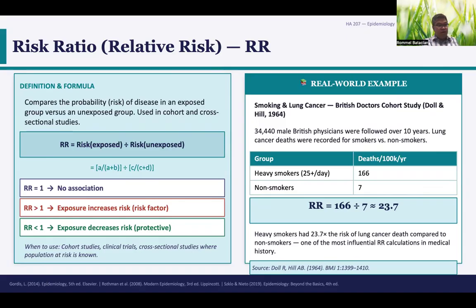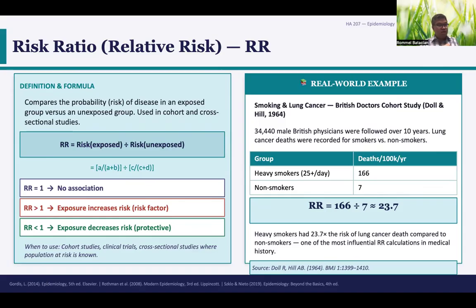Yan, yung very old British doctors cohort study. So this was authored by Doll and Bradford Hill that followed up 34,440 male British physicians for 10 years. Definitely there are smokers among physicians even during that time.